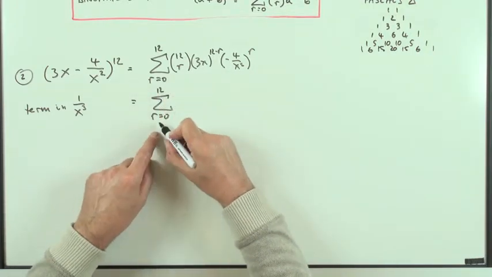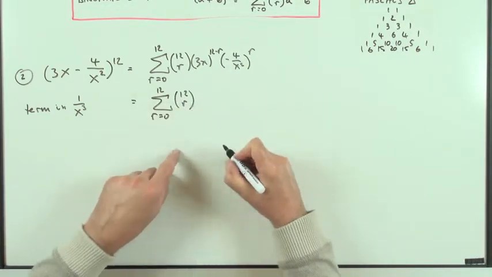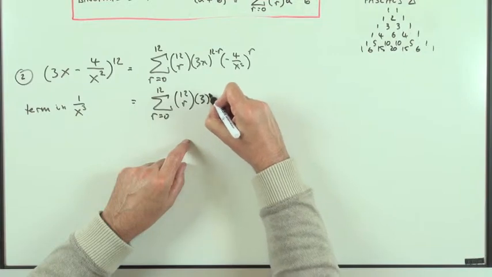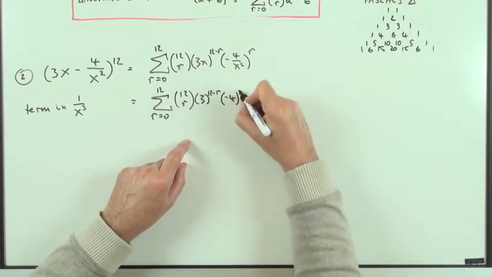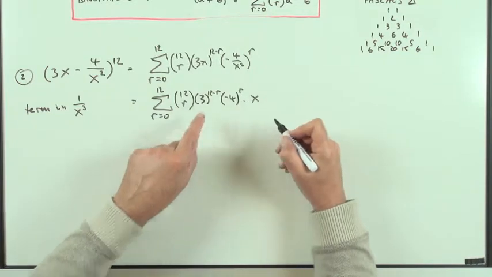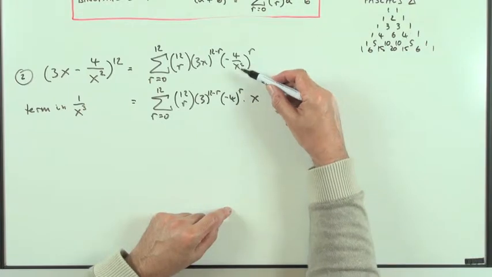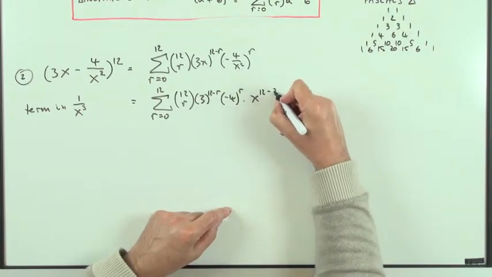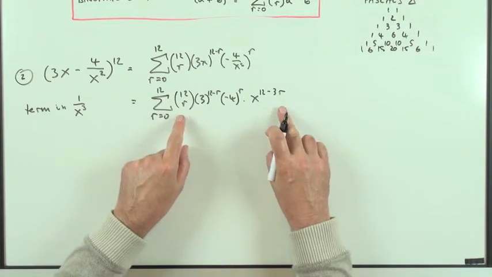So this expansion would be in its concise form 12cr of 3 to the power 12 minus r times negative 4 from that one to the power r times x to the power 12 minus r. There's another 2r underneath, so it'll be 12 minus 3r. That would be, every term would look like that, that's the general term.